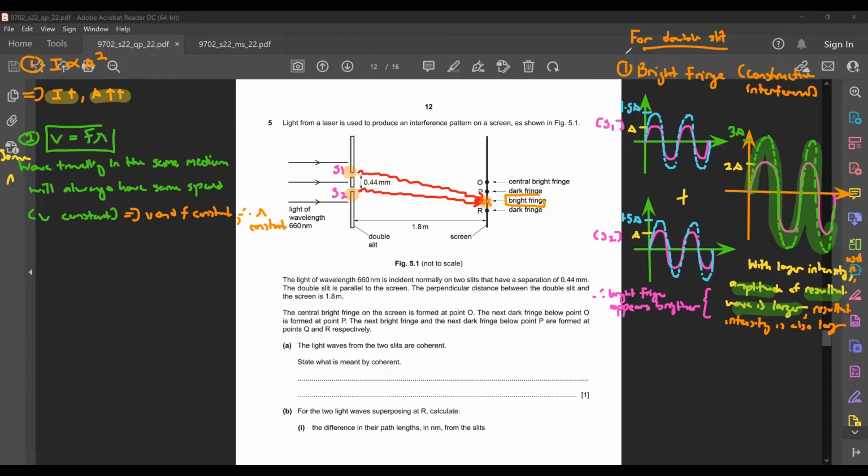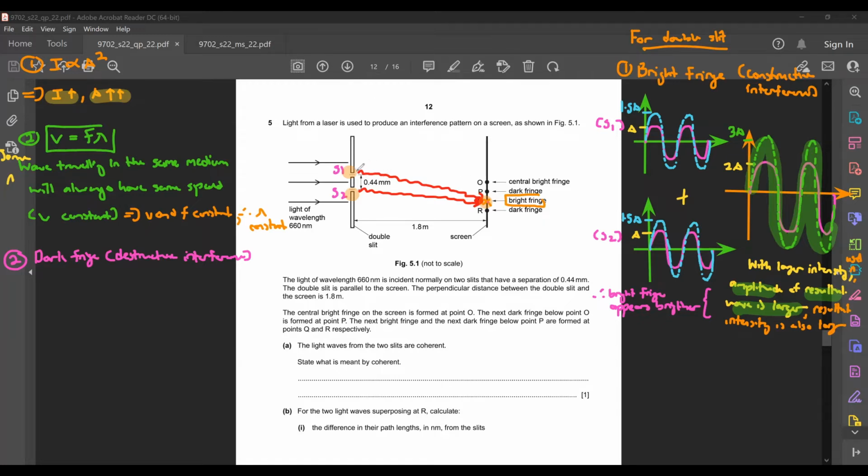Okay, so I want to explain the part where you have destructive interference right over here. So for the part where you have your dark fringe, which is the result of destructive interference, you could likewise say that the waves from S1 and S2 will meet at a dark fringe, but they meet 180 degrees out of phase.